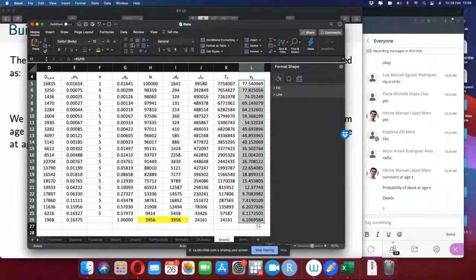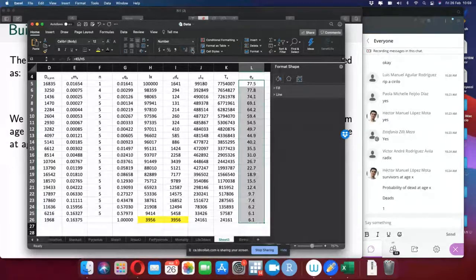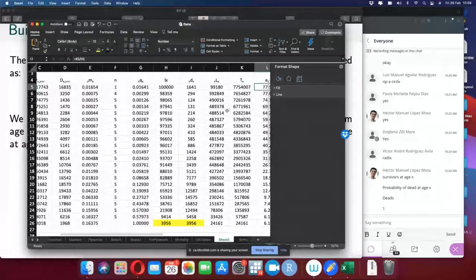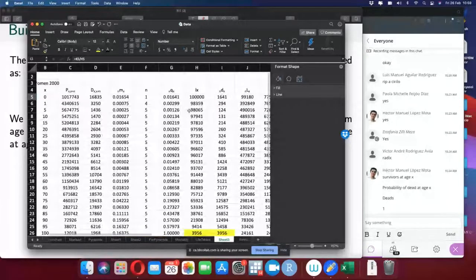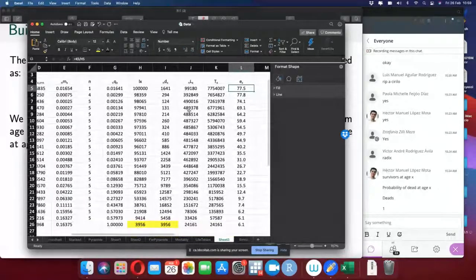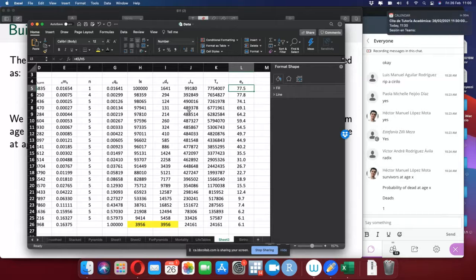And by doing this, I get my life expectancy. Here, this first one is at age 0. So a person age 0 who, again, was born in the year 2000, a woman in the year 2000 who's age 0, is expected to live on average 77.5 years.